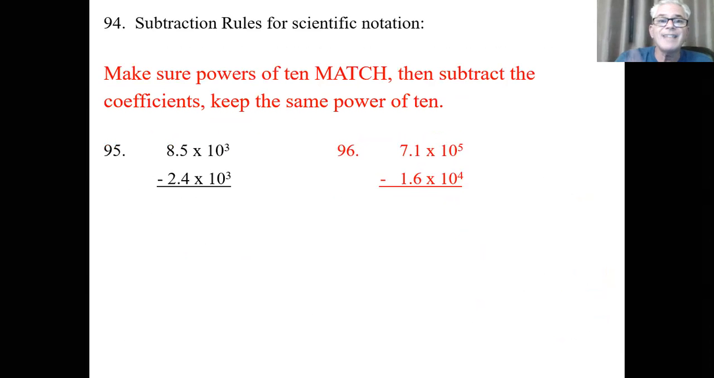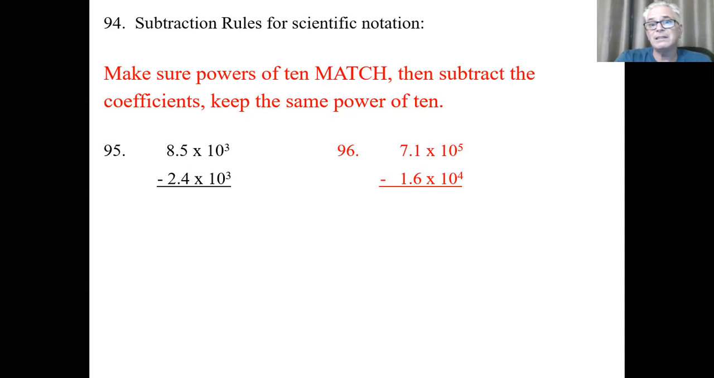Subtraction rules. Same rule, kind of. Make sure the powers of 10 match, but then you subtract and keep the same power of 10. And if you have to, you got to make an adjustment. So let's look at 95. They're both 10 to the third. So all you got to do is say 8.5 subtract 2.4. It's going to be 6.1 times 10 to the third. It's no problem. That one's easy.